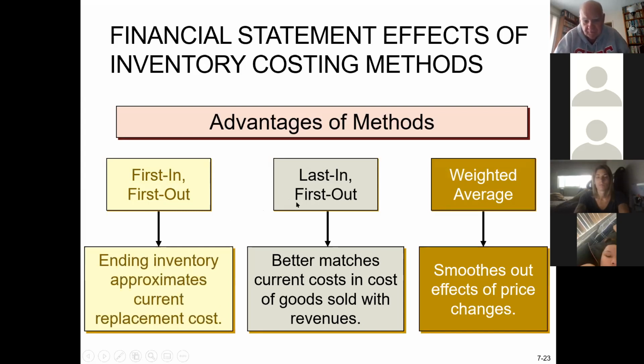Last in, first out tells you that you're selling the newest stuff first and you're using the current cost, which you can make an argument for. But last in, first out is a good tax saving, right? You're going to come up with lower income.